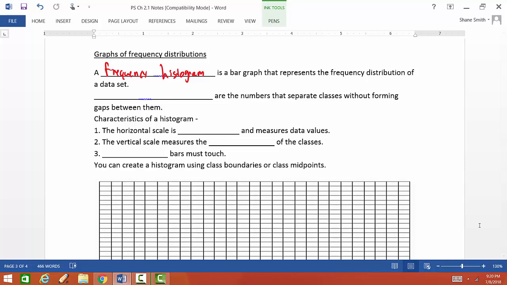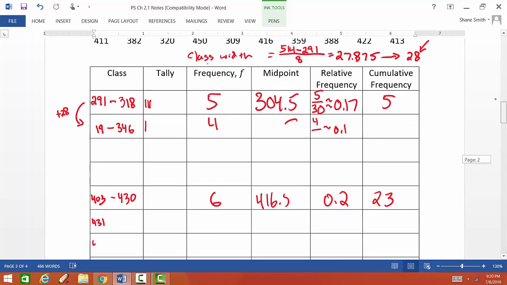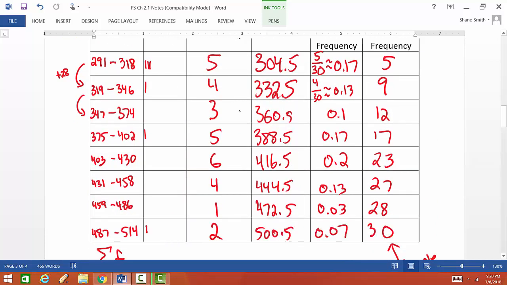Now, to make a frequency histogram, there's a couple ways you can do it, and one of these ways uses something called a class boundary. And class boundaries are numbers that separate classes without forming gaps. So to give you an example of the class boundaries in our previous example, we're going to be using this frequency distribution to make these graphs.